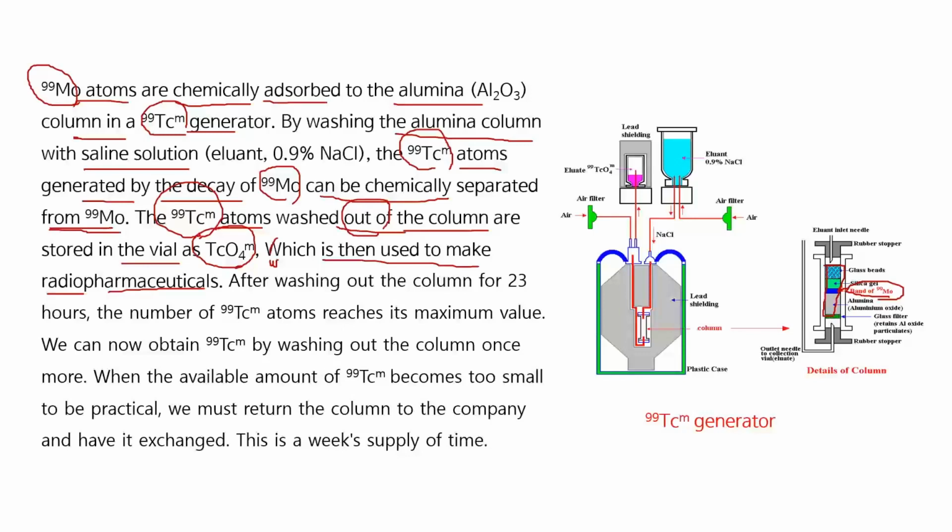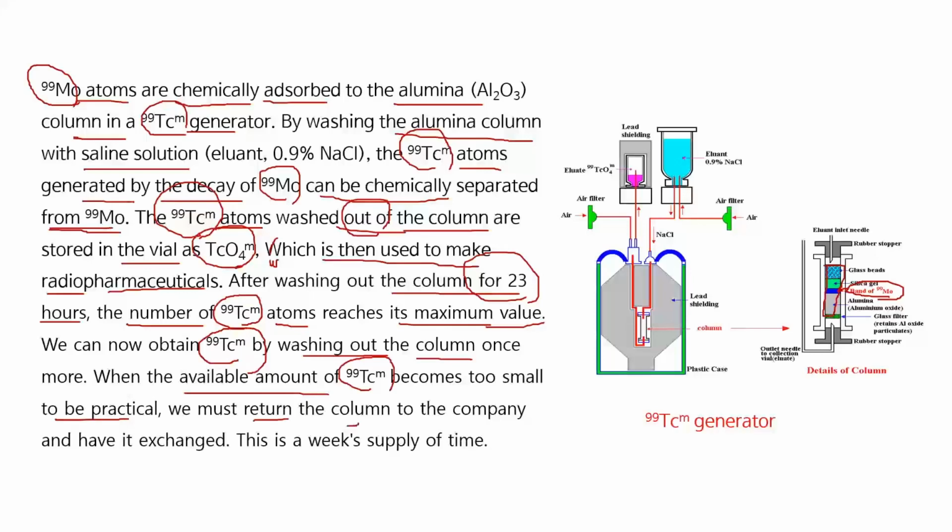After washing out the column, it takes 23 hours for the number of Tc-99m atoms to reach its maximum value. We can see this in the next slide. We can now obtain Tc-99m by washing out the column once more. When the available amount of Tc-99m becomes too small to be practical, we must return the column to the company and have it exchanged. This is about a week's supply of time.